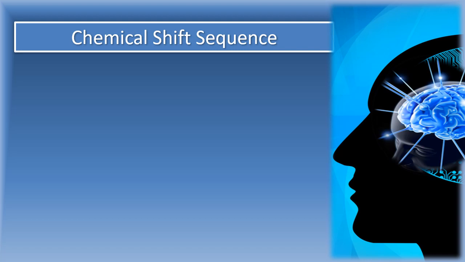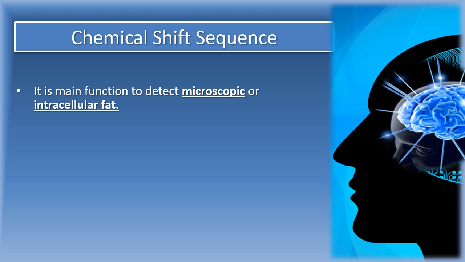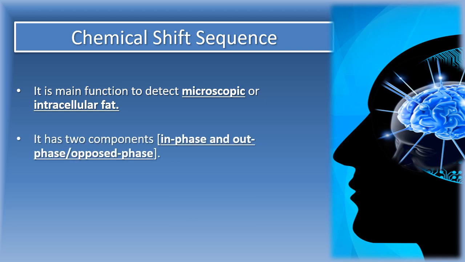Chemical shift, its main function is to detect microscopic or intracellular fat, and we already discussed the major types of abdominal fat in the previous slide. It is composed of two components, or it produces two sets of images. One group of images is called in-phase images. The other group is called out of phase or opposed phase images. So it produces two groups of images.